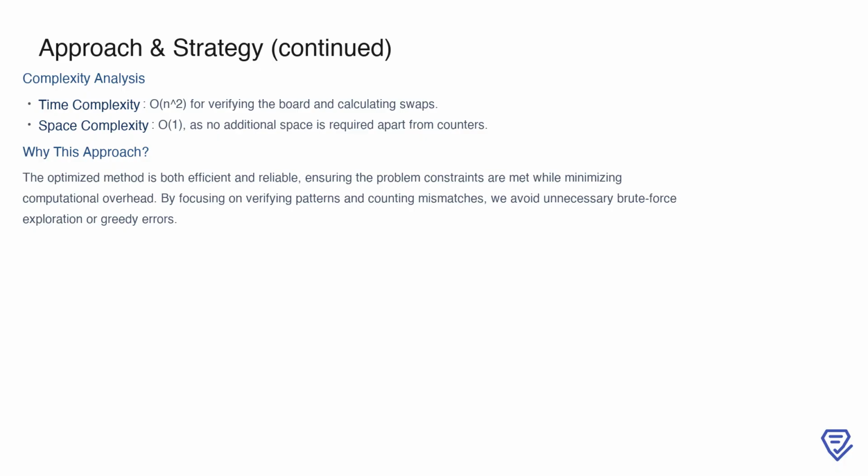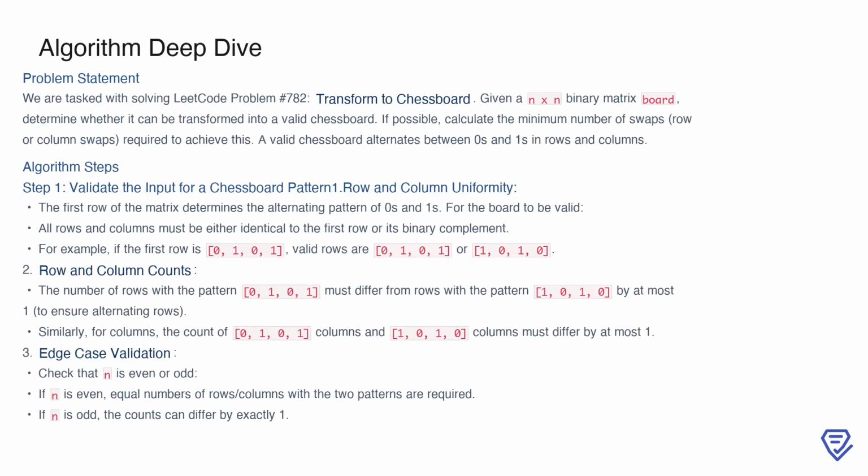To begin, the problem asks us to determine if a given n x n binary matrix can be transformed into a valid chessboard. A chessboard alternates between zeros and ones in both rows and columns. If the transformation is possible, our task is to calculate the minimum number of row or column swaps required to achieve the desired pattern. The first step in solving this problem is to validate whether the input matrix can even resemble a chessboard.